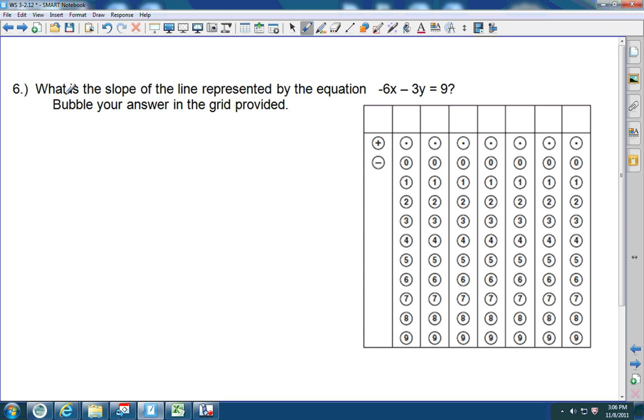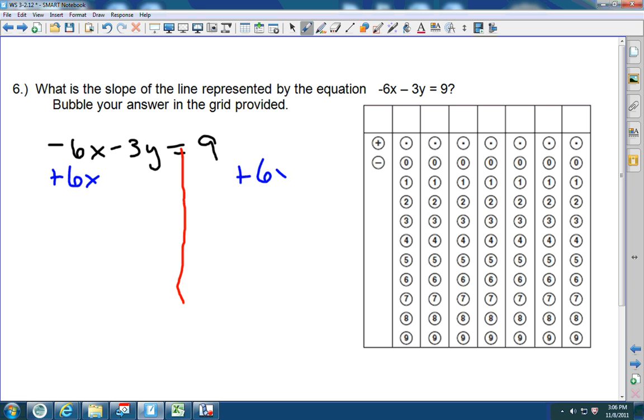Next one, find the slope that's represented by this, and then bubble it in. Okay, I have negative 6x minus 3y equals 9. Draw my dotted line. Let's solve for y and find our slope. I'm going to add 6x to each side. I get negative 3y equals 9 plus 6x. I'm going to divide by negative 3.